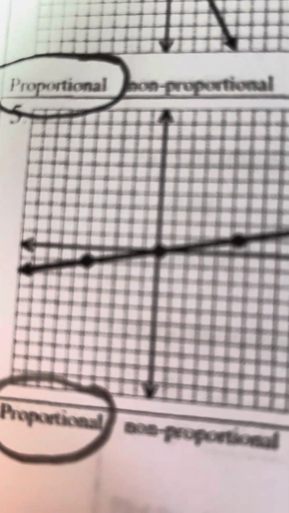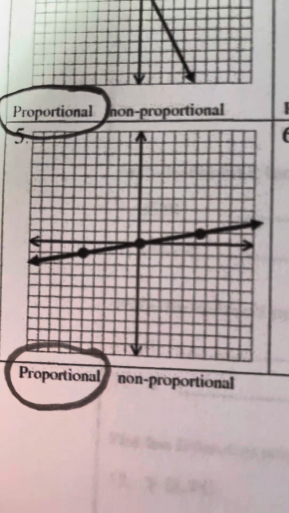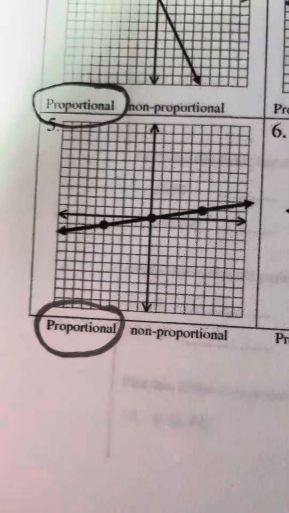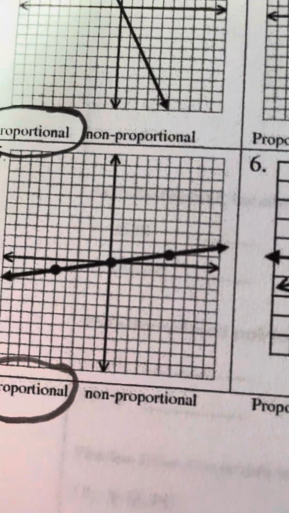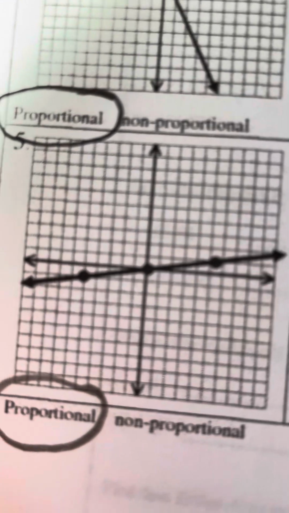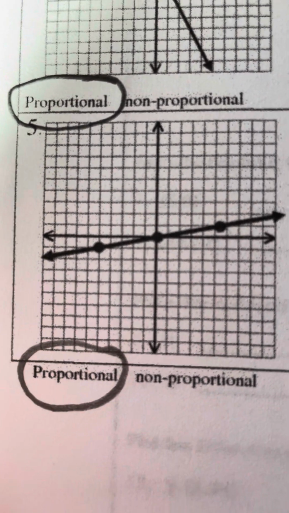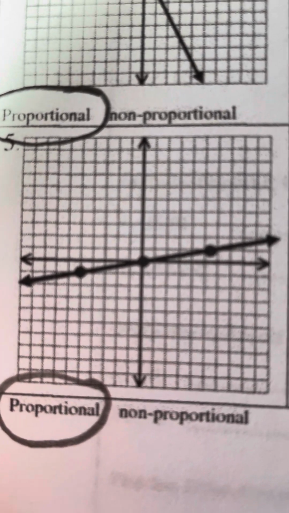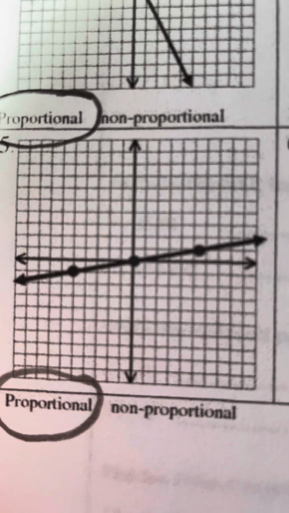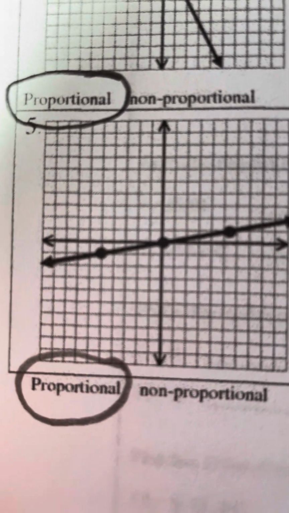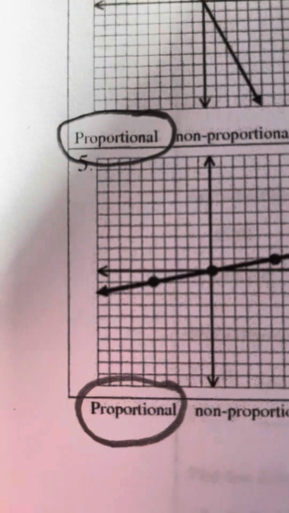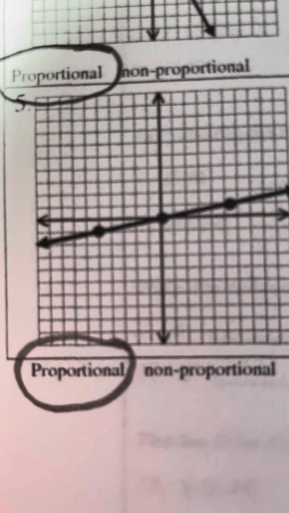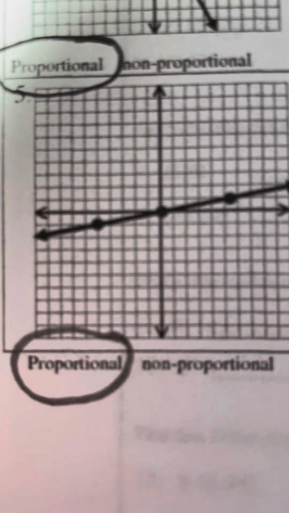I'm going to explain why it's proportional. For 5, it is proportional because it's passing through the origin. Well, the arrow's a little bit off, but that's okay. It's still in the origin. It passes it. It goes through 0, 0, and it goes in a straight line. So yes, it goes through 0, 0, it goes in a straight line, and it passes through the origin.